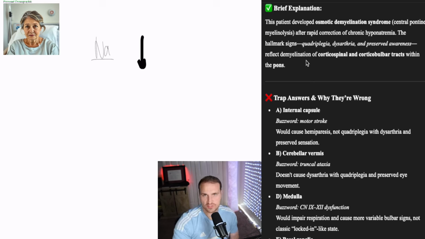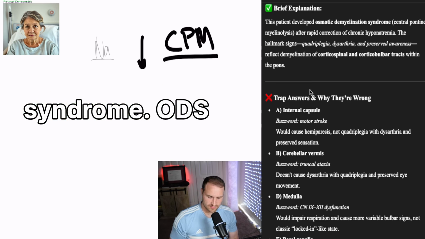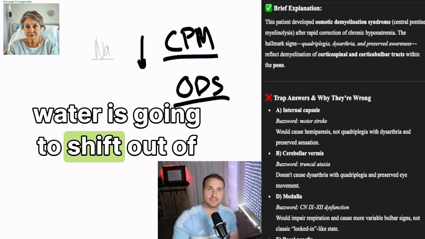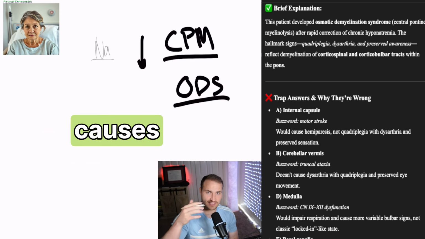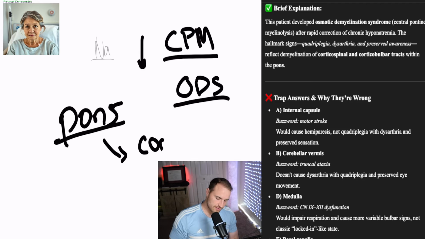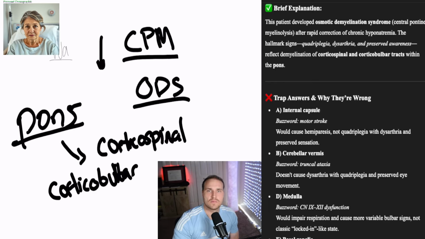And all these symptoms should make you think of a brainstem issue, specifically in the brainstem, the pons, and it's classic central pontine myelinolysis, or CPM. This is also known as osmotic demyelination syndrome, ODS. And the pathophys is important to understand. When you have chronic hyponatremia and it's corrected way too rapidly, then water is going to shift out of the brain cells, and that causes demyelination, particularly in the pons, because the pons has the corticospinal and the corticobulbar tracts. So that's what causes the dysarthria, dysphagia, the locked-in syndrome if it's super severe.